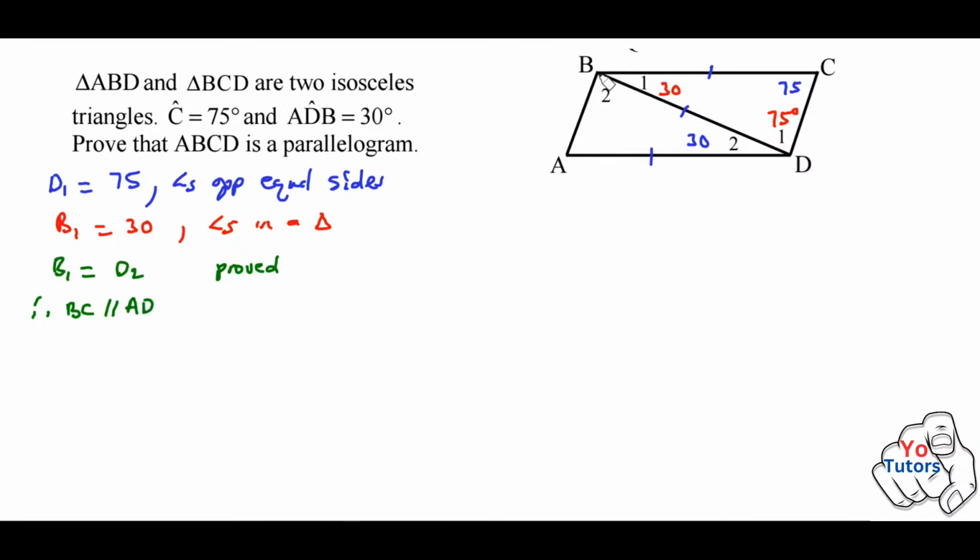Why are we saying parallel to AD? Because these are alternate angles. So we're looking at alternate angles here. Alternate angles are equal, so alternate angles of parallel lines. Here we're looking at alternate angles that are equal.